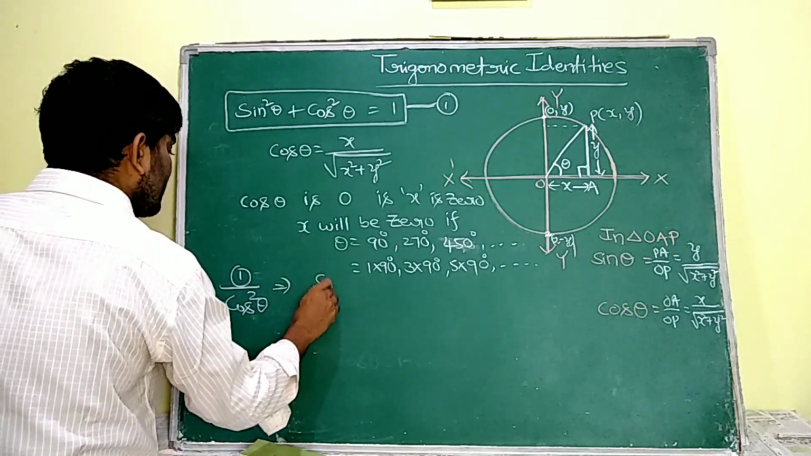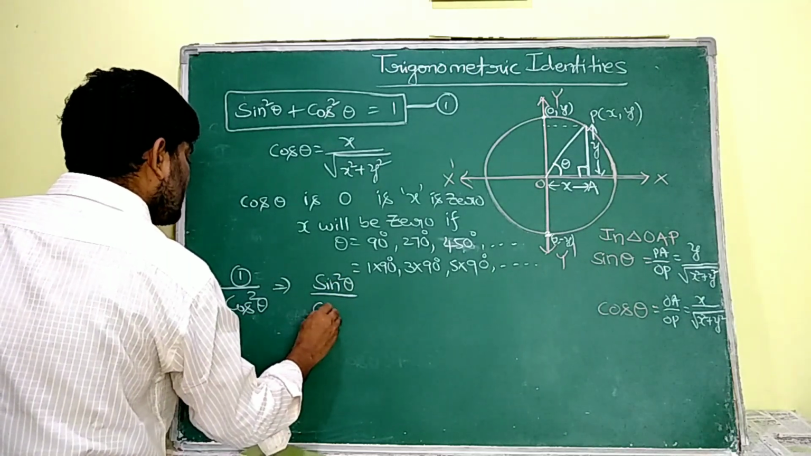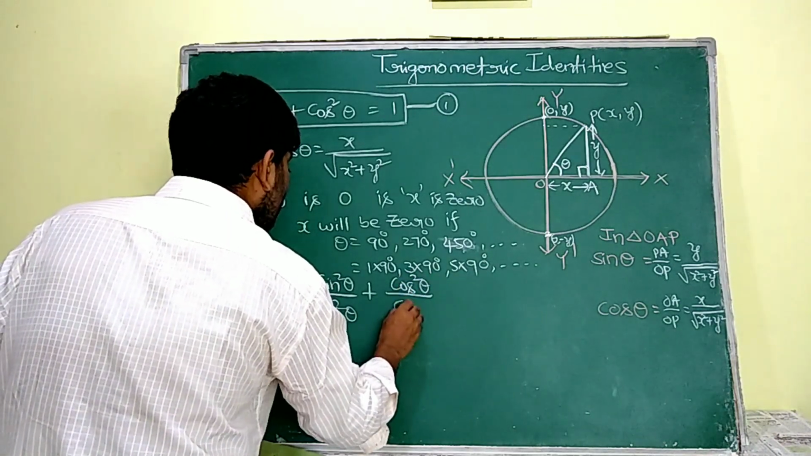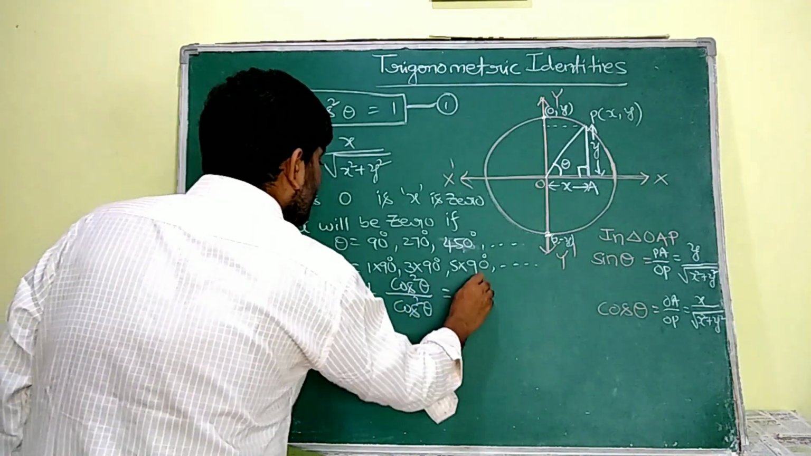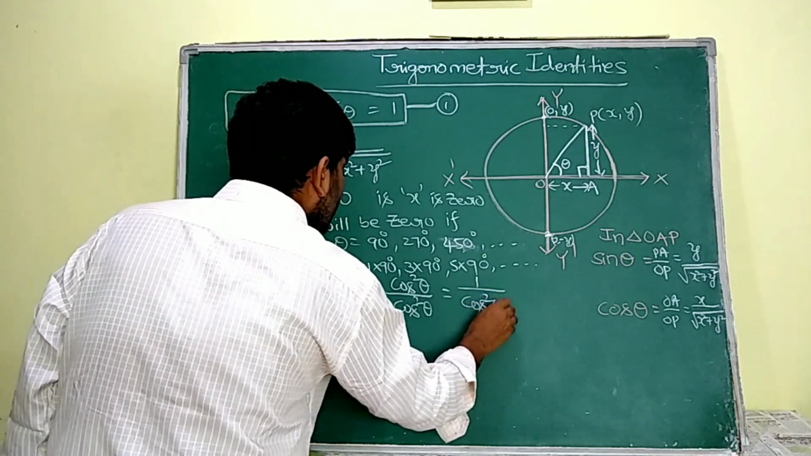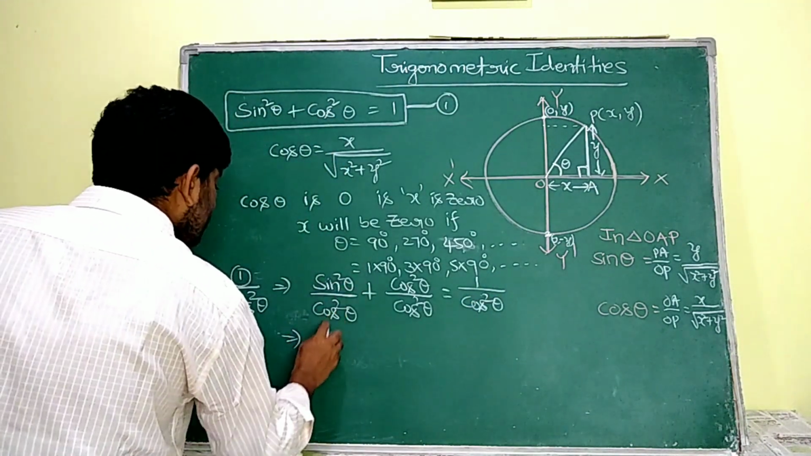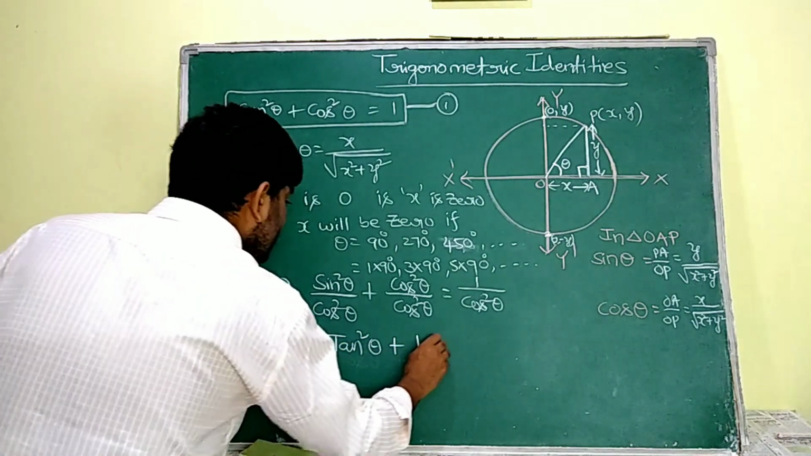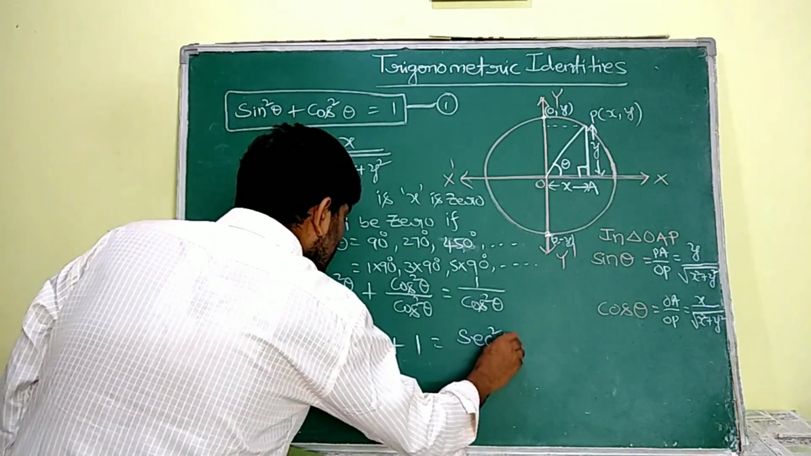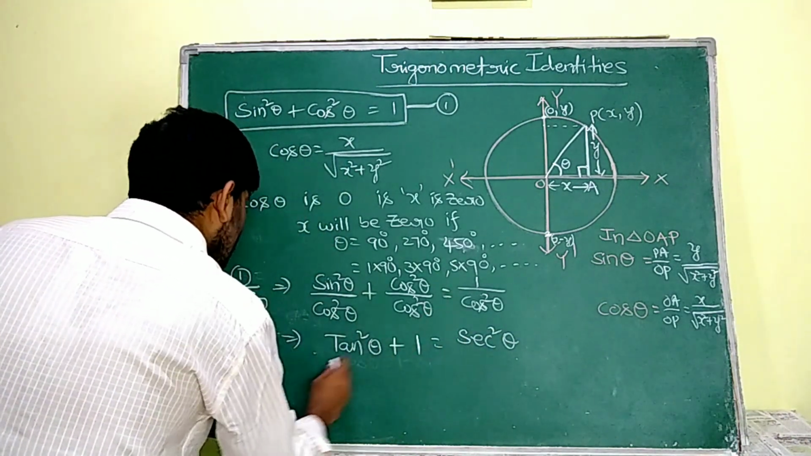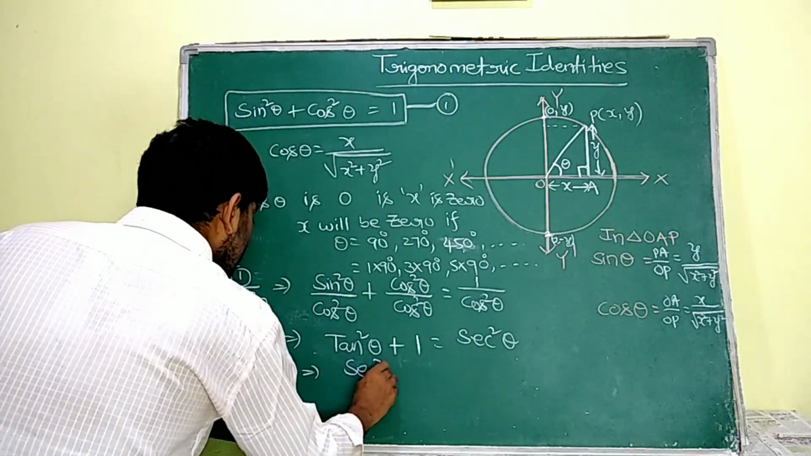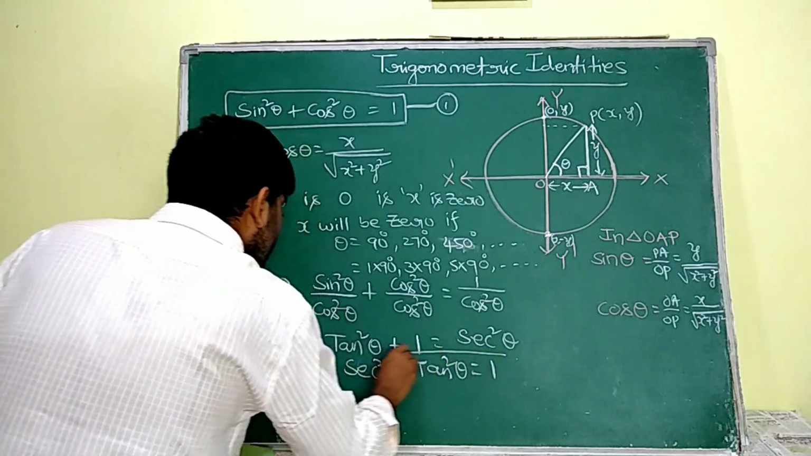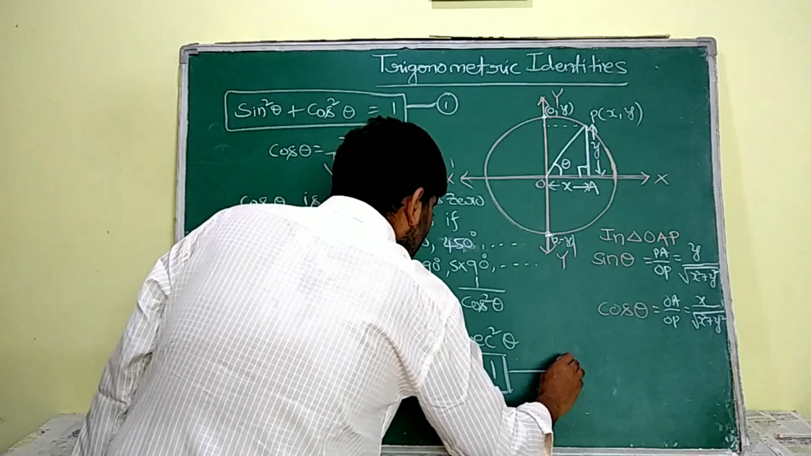That implies sin square theta by cos square theta plus cos square theta by cos square theta is equal to 1 by cos square theta. Sin by cos we know is tan, so sin square by cos square is tan square theta, and 1 by cos square theta is secant square theta. Transfer this tan square theta to that side, that is secant square theta minus tan square theta is equal to 1. This is known as identity 2.